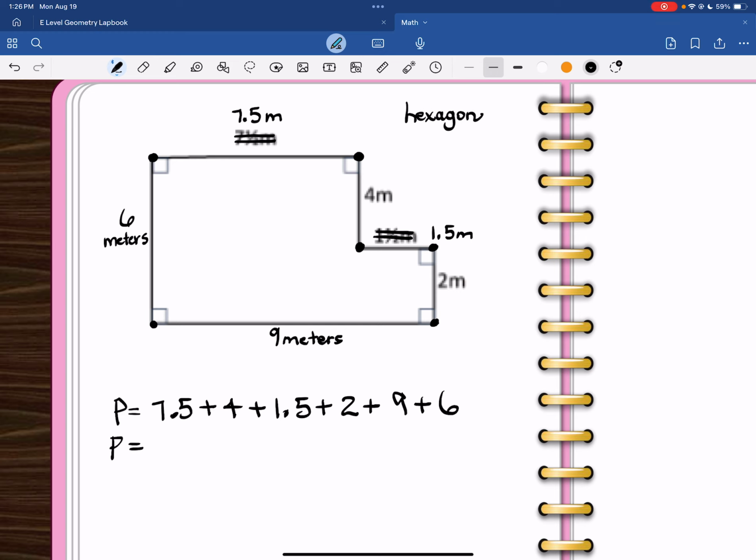7.5 plus 4 is going to be 11.5. 12.5, 13, 14, 15 plus 9. 15 plus 9 is 24. Plus 6 is 30. So the perimeter of this thing is 30 meters.